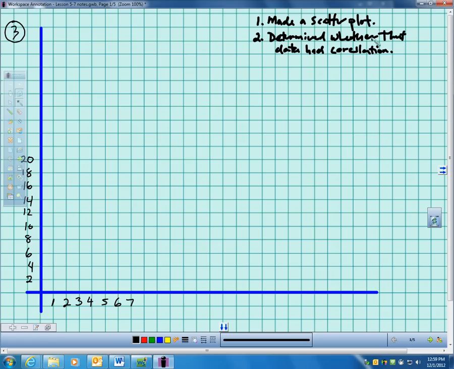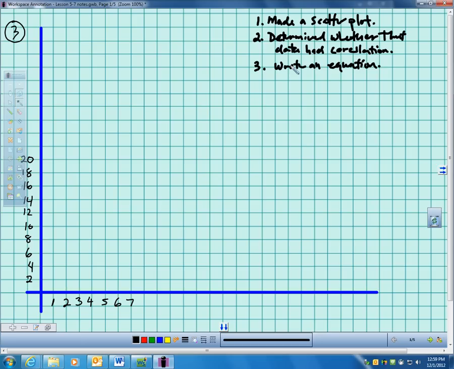So we made a scatter plot. We determined if that data had a correlation, and then if it did have a correlation, we wrote an equation for that correlation. That's what we did in section 5.6. Now sometimes you might wonder, why would I do that? The reason is we can use this information to help us predict other results, either future results or past results or even results as things are going on.